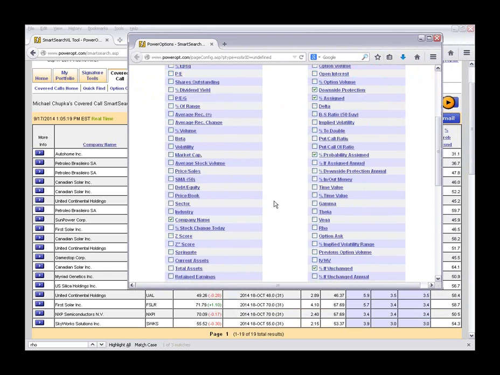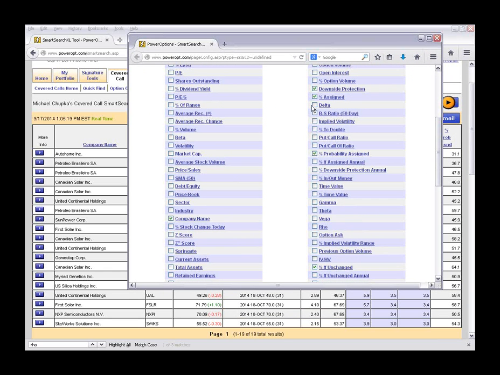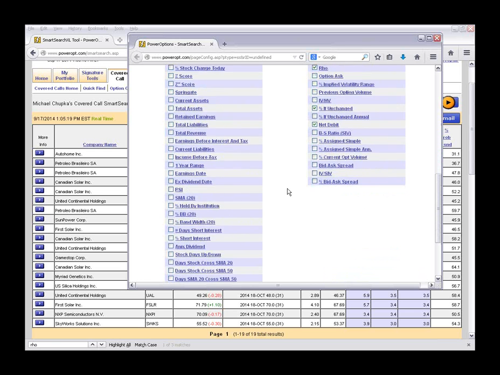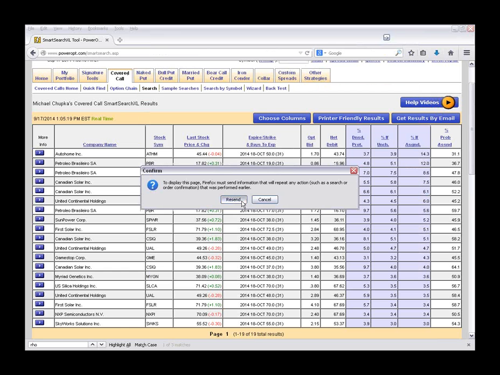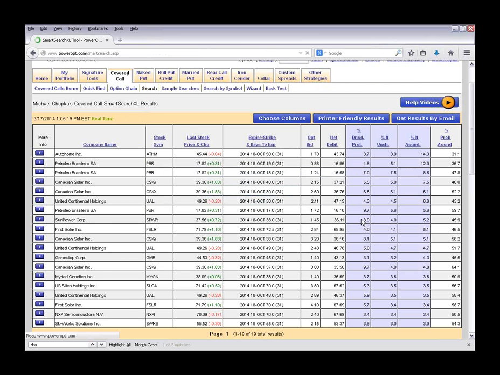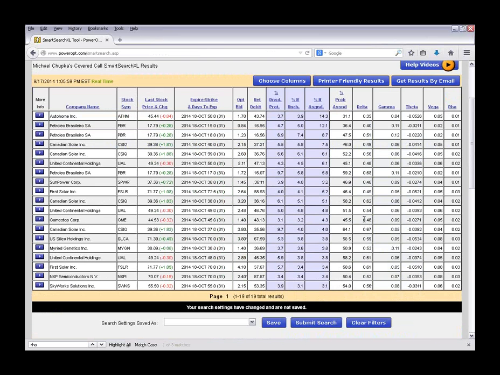And right now for our option-related columns, I'm going to select all of them. I want the delta, gamma, theta, vega, rho. And we'll scroll down here. Let's just submit and save those columns. Let's take a look at our top 20 results here, our top 19 results.